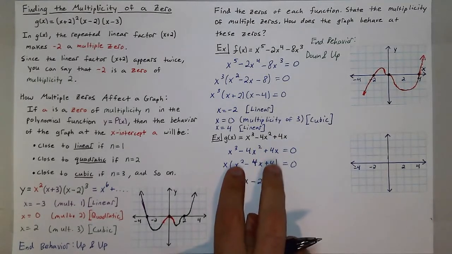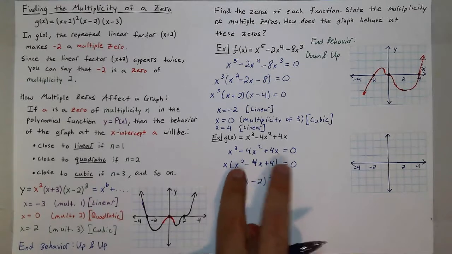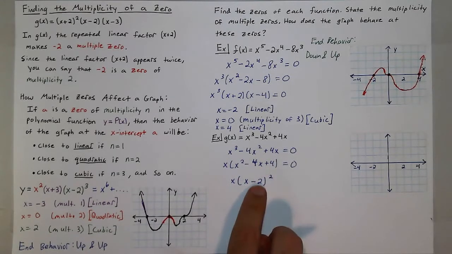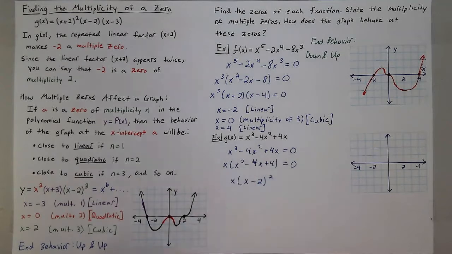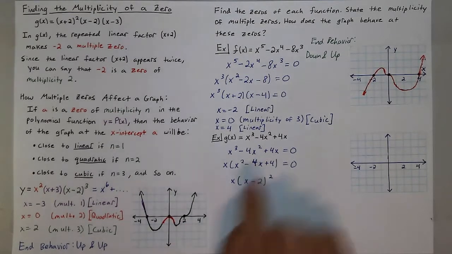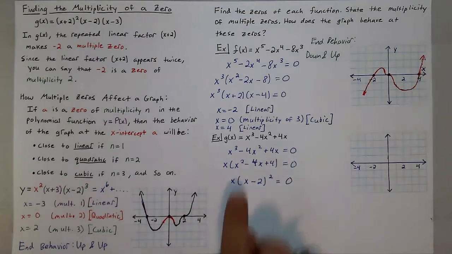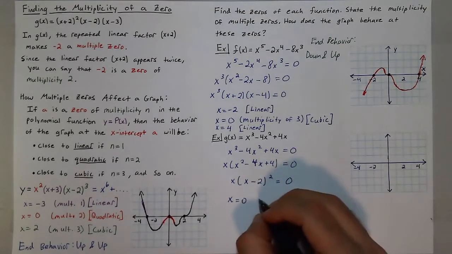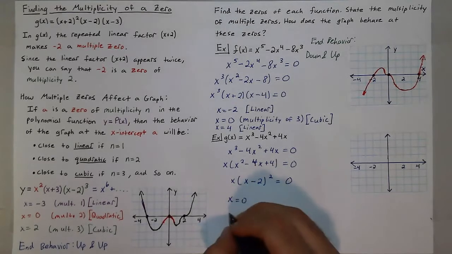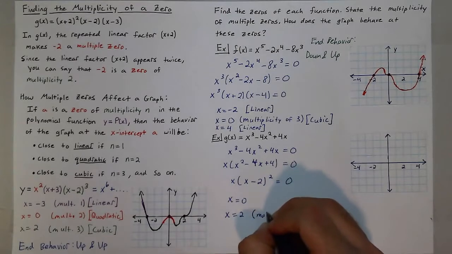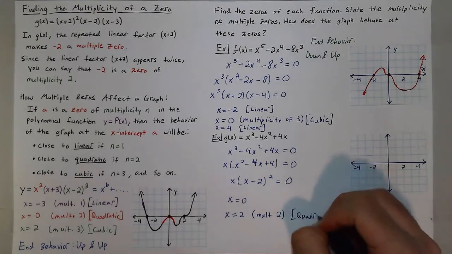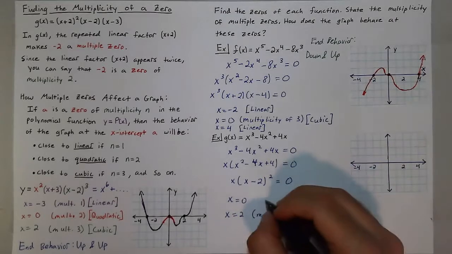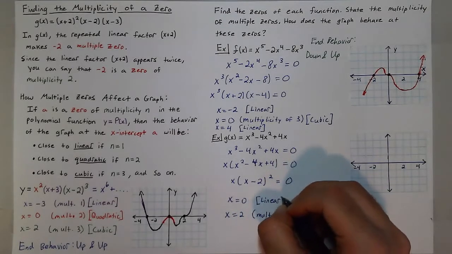The reason why I recognized that as a perfect square trinomial is the outer terms were perfect squares, and the middle term was twice 2 times x times negative 2. And the reason why that was negative is because of that minus there. Now I can set each of these factors equal to 0. So I'll get x equals 0 as one zero. But that's just 1, so I don't need to put multiplicity. And x equals 2 will be the other zero of multiplicity 2, which means it'll act like a quadratic there. While the one at 0 will act like a linear function, since it is just multiplicity 1.